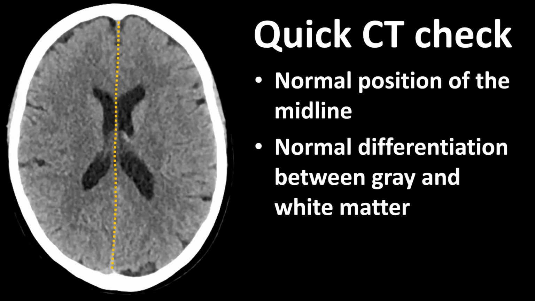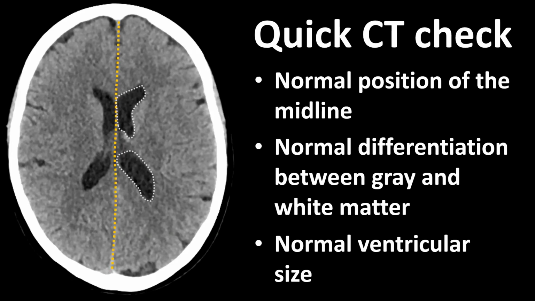Is there a normal differentiation between gray and white matter? I told you that the densities of gray matter and white matter are different, and they should be different. If you can no longer make the difference between gray and white matter, you're possibly dealing with subtle edema and an early sign of ischemic infarction.